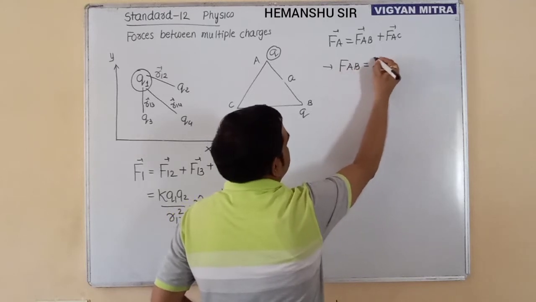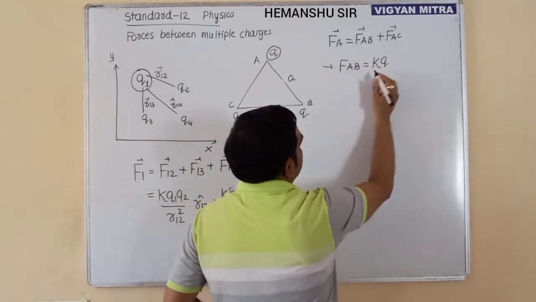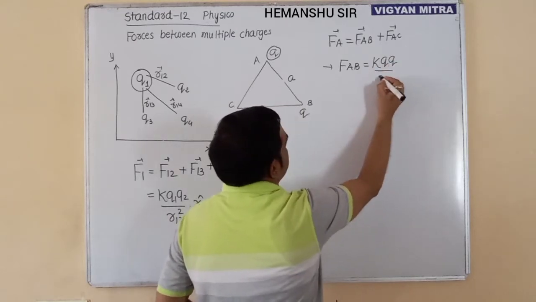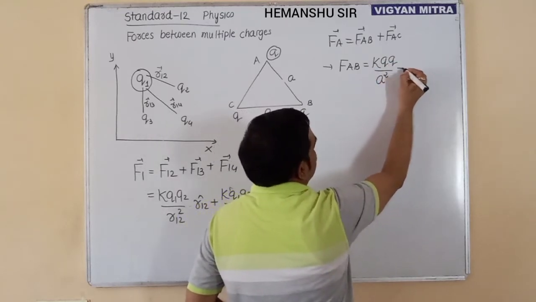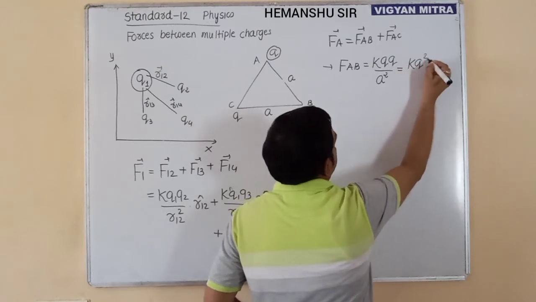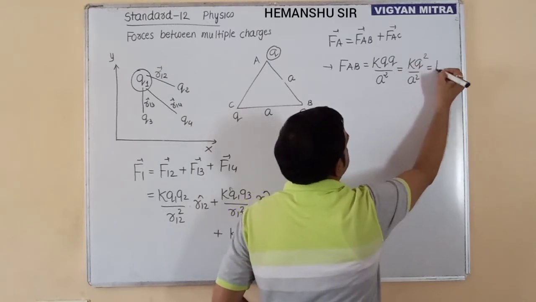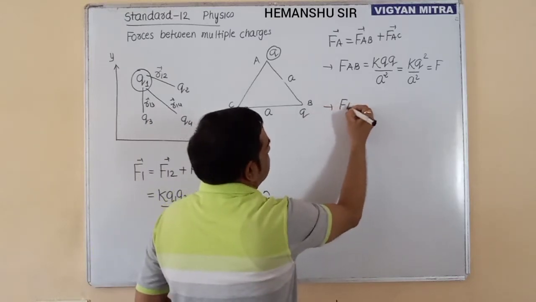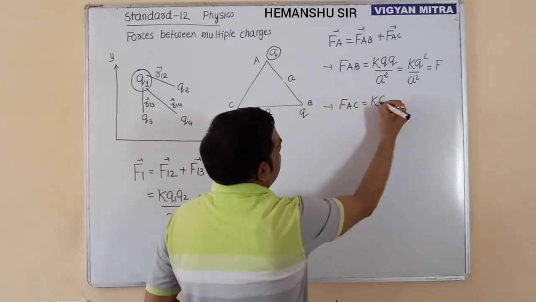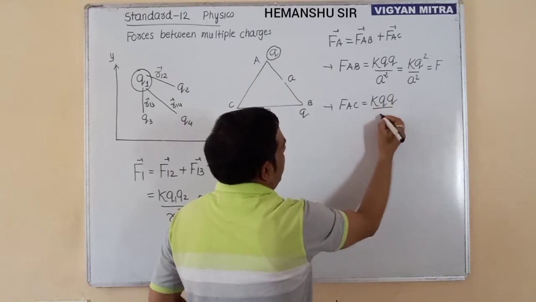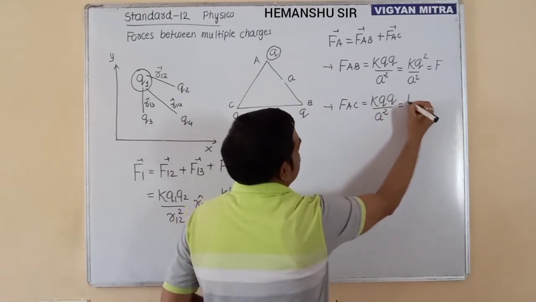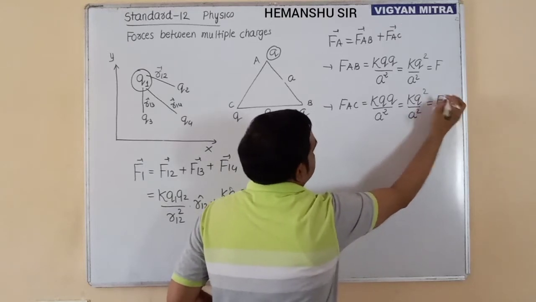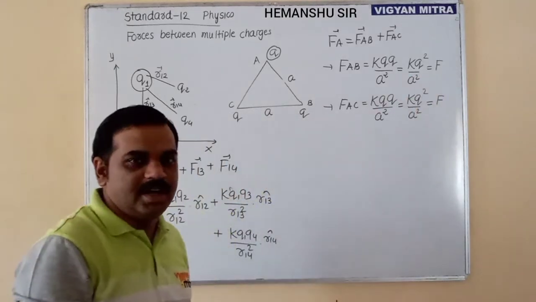FAB is given by k. Charge on A is Q, charge on B is Q, and the distance between A and B is a. So a square. So k Q square by a square. So it is F. Here FAC is equal to k, charge on A, charge on C, and distance between A and C. So it is k Q square by a square. Let this k Q square by a square be taken as F.